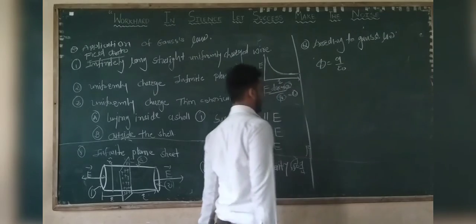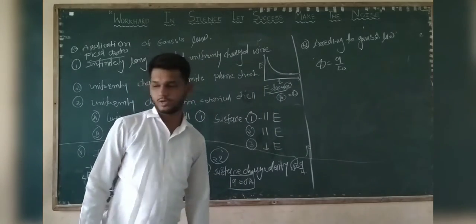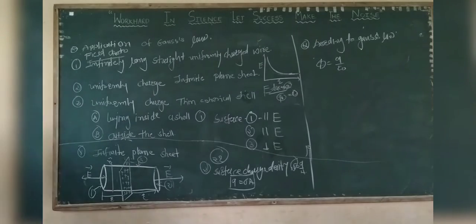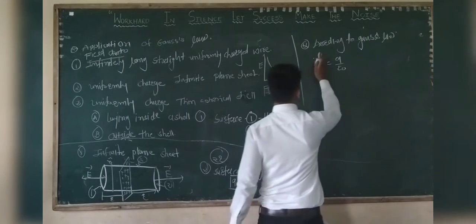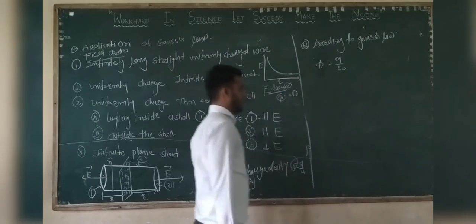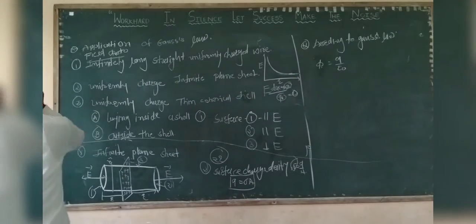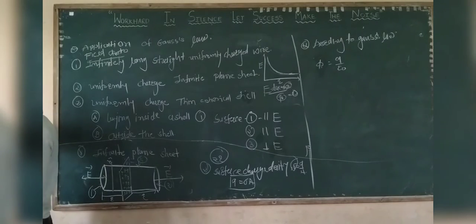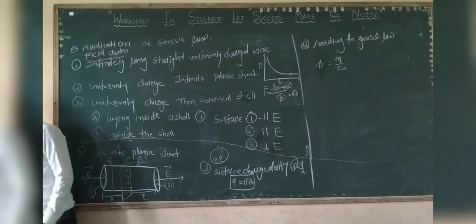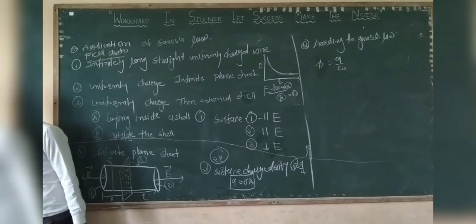Whenever we are talking about a Gaussian surface, or a closed surface, the flux phi is equals to Q upon epsilon 0. But again we have the requirement of a closed surface. So flux phi is equals to Q upon epsilon 0.